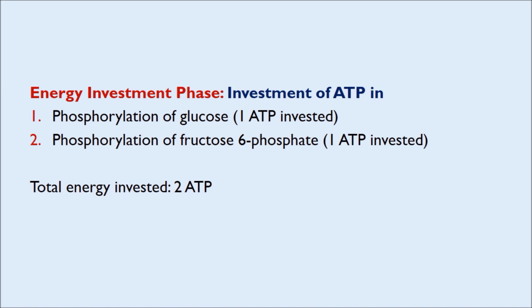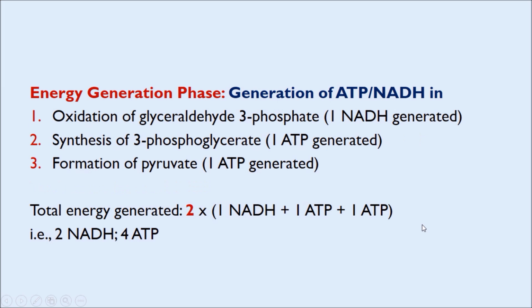Number one is phosphorylation of glucose. One molecule of ATP is invested. And second is phosphorylation of fructose 6-phosphate. One more ATP molecule is invested. So the total energy invested in the energy investment phase is 2 molecules of ATP.